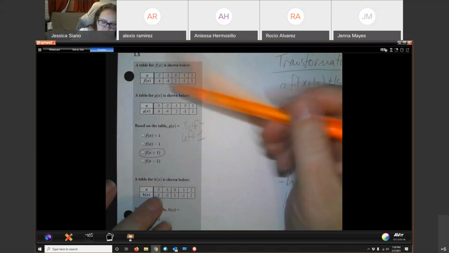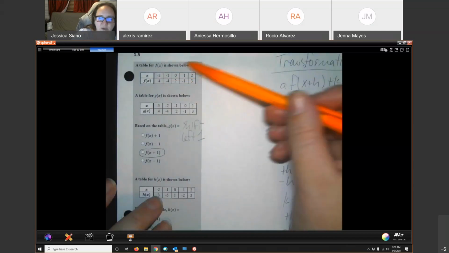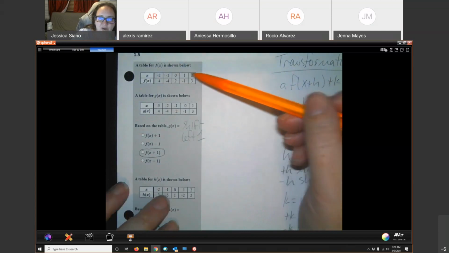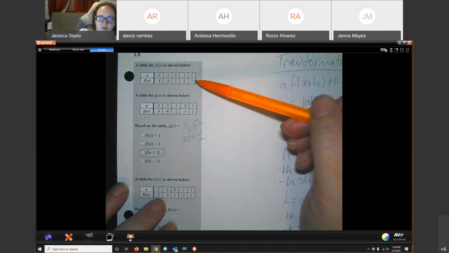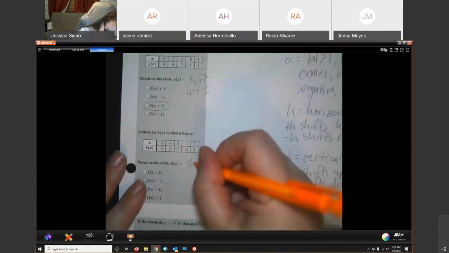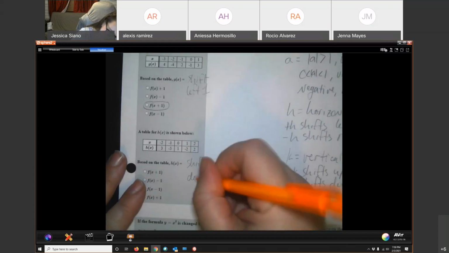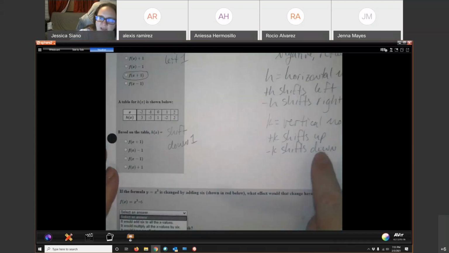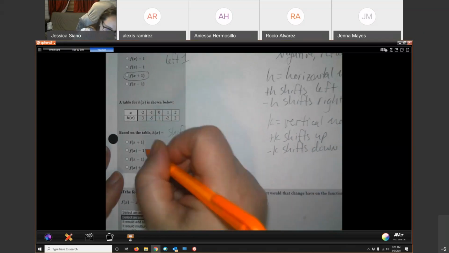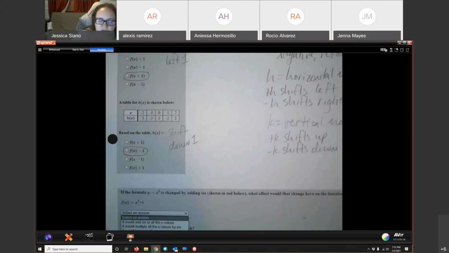Okay. So again, if we go back to my original f and we compare that one to h, well, this time my x values are all the same, but my y values are all different. It looks like they're all one less. So this time we shifted down 1. And so that means that we have a k, a vertical shift. And so I would say down 1 would be a -1 on the outside of the parentheses.